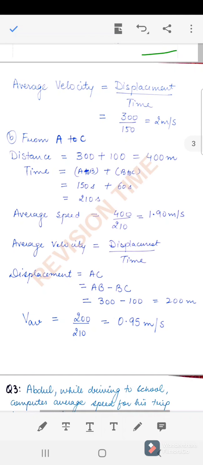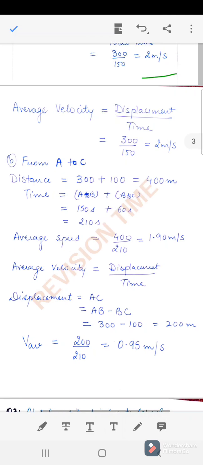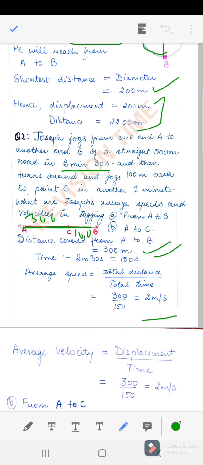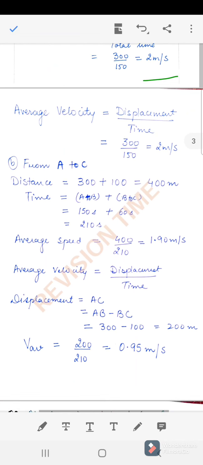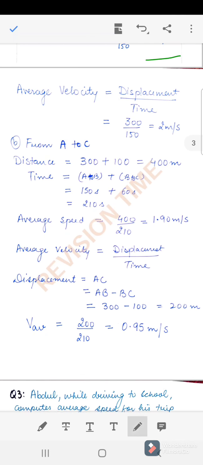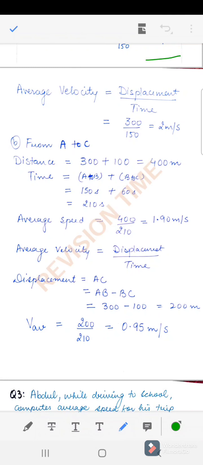Now from A to C, the distance he is covering is a total of 400 meters, that is 300 meters plus coming back from B to C 100 meters, it totals up to 400 meters. And time is 150 seconds from A to B, and returning to C he is taking 60 seconds, that is, we are already given he is taking 1 minute. So average speed similarly will be this, and average velocity we will find here.